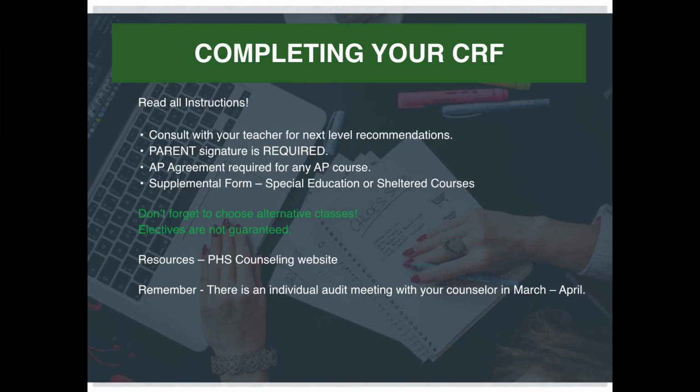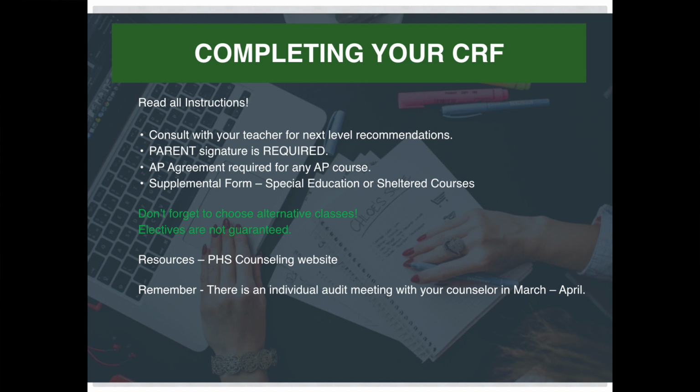When completing your CRF, read all your instructions. It will answer the basic questions you may have about completing your CRF. Consult your teachers about what classes are right for you. This is particularly important when choosing the appropriate math level or any advanced or AP coursework. Remember, your parent signature is required to complete your CRF. If you have requested any AP classes, a completed and signed AP agreement is required. If you are enrolled in multiple APs, only one agreement is required.